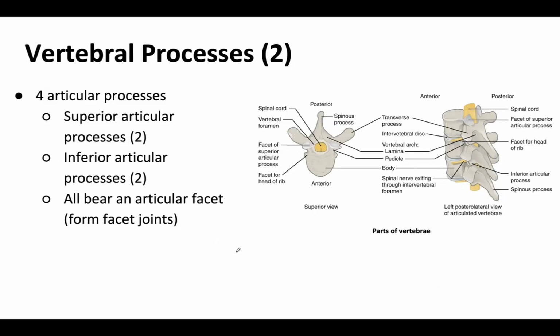Moving to articular processes, you are going to have 2 superior articular processes and 2 inferior articular processes. So there will be a facet on the superior articular process that will articulate with a facet on the adjacent inferior articular process. So these are all going to form these facet joints that are also important in terms of movement of the vertebral column.